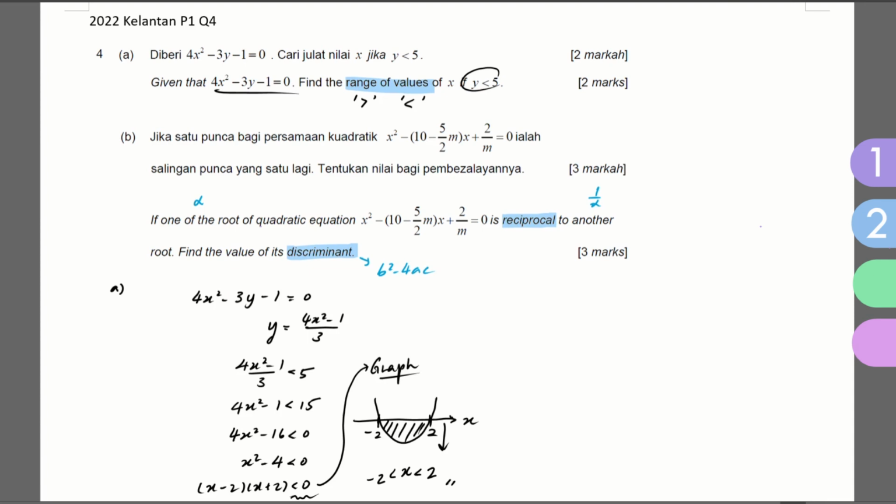So the a, b, c are actually from the values of this equation. So here would be 1, which is the a, here would be the b, and here would be the c. But there's an issue, which is the values here have m. So we need to find the value of m by using the information given in this question.